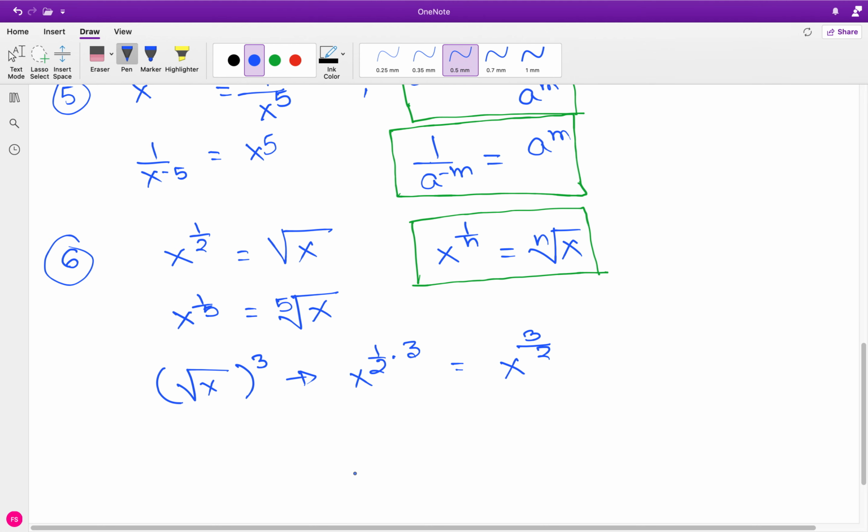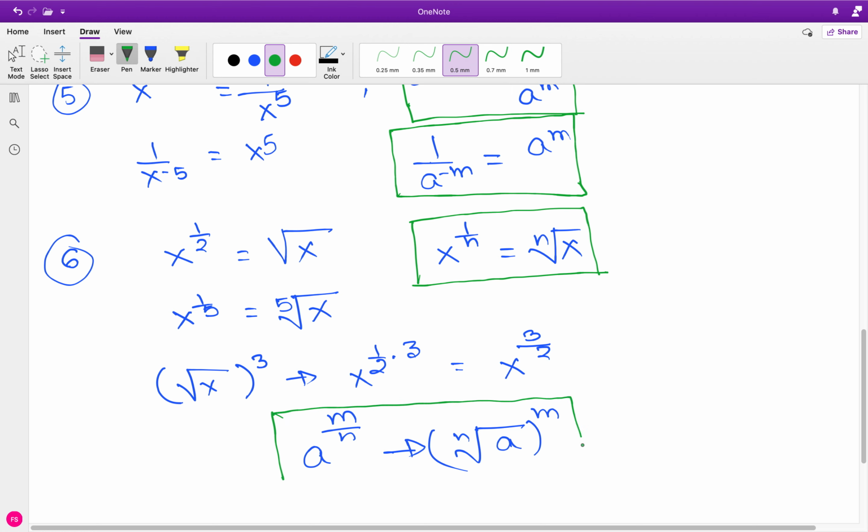So we can say that if you have a base a and the power of the base is m over n, this equals the nth root of a to the power of m. Now this form is called the exponential form, and this form is called the radical form. Sometimes in the exam they will ask you to convert from one form to the other, so you need to know the terms as well.